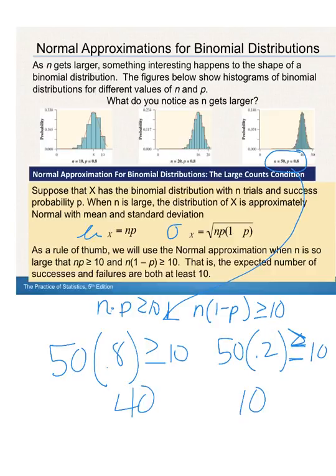So let's check. If we look at this one above here, when n equals 50, and we multiply times the probability, we get 40, and we multiply by its complement, we get 10. So once we get to that point, we can go ahead and use all the properties of the normal curve. We can find the probability that it's going to be above 40, all of those things.